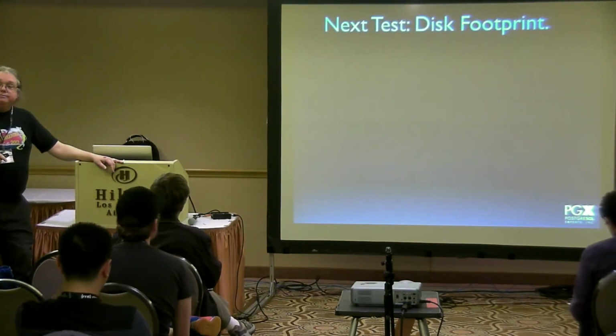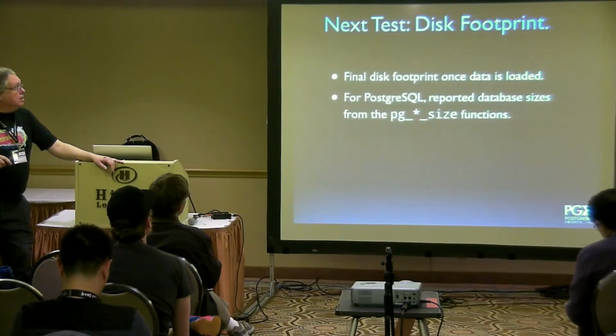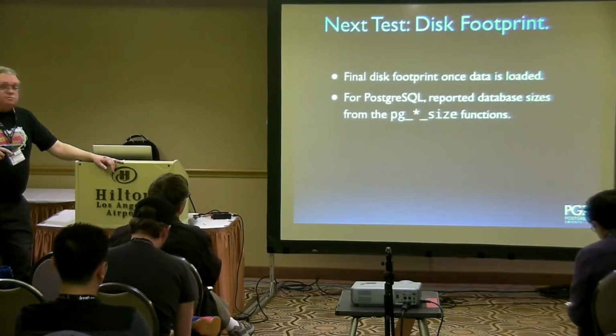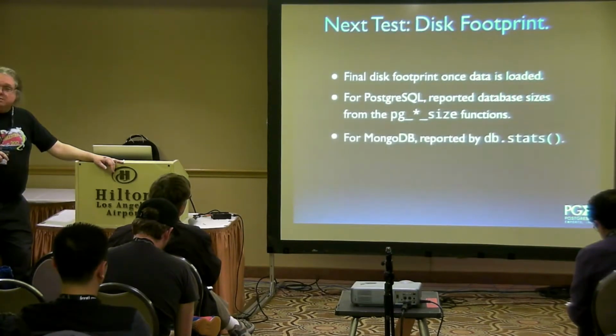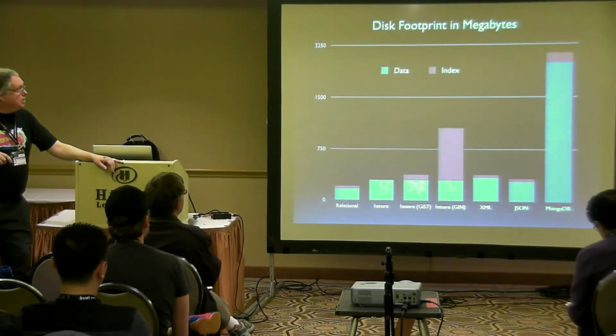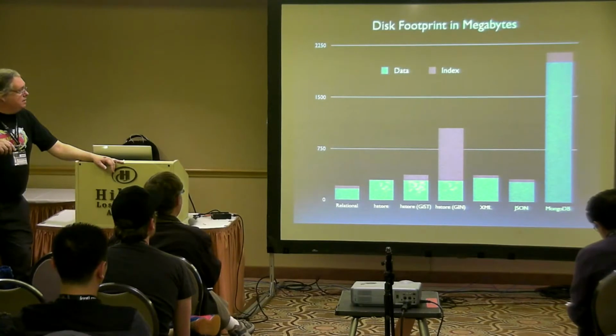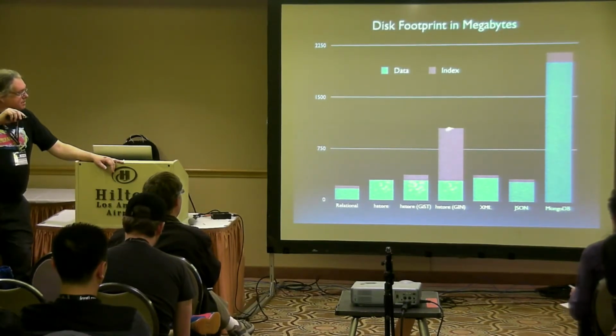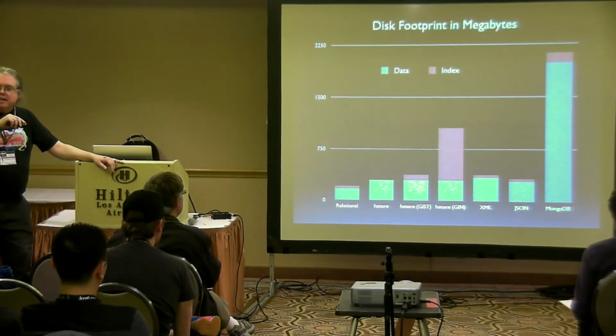So disk footprint. We've loaded all this. I just used the reported sizes from the various PG size functions and DB stats for Mongo. So relational's tiny. hstore, the data size is the same, but gin indexes are big. Unsurprisingly, the index size on XML or JSON is the same as relational because it's basically the same index. It's just built differently.